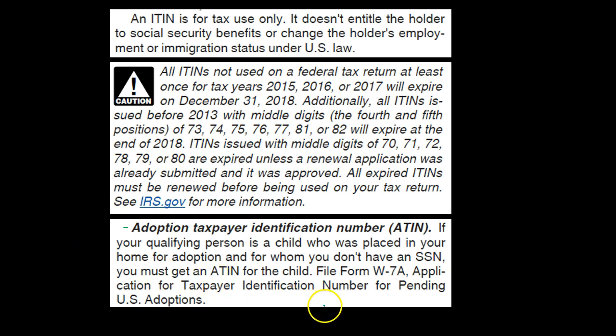And once again, you could file the Form W-7A this time, which can be found on irs.gov. So file Form W-7A, Application for Taxpayer Identification Number for Pending U.S. Adoptions. And again, go to irs.gov and you can at least start to search that out. Type in W-7A. Hopefully you can find the form and instructions related to that, or at least where to go from there.